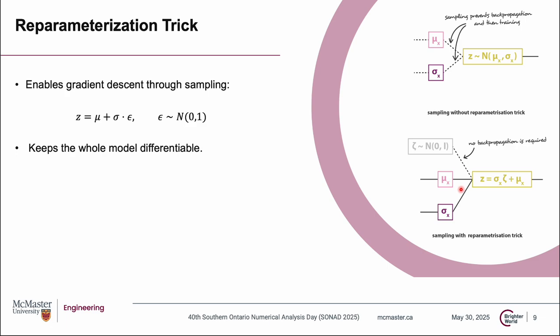But if we apply a reparameterization trick, then we can enable gradient descent. This part is only used when we want to write code, and mathematically they are equivalent. So I make a sample from a standard normal distribution, multiply it by sigma, and add mu. Mathematically they are the same, but in this way the whole model is going to be differentiable and I can use gradient descent.